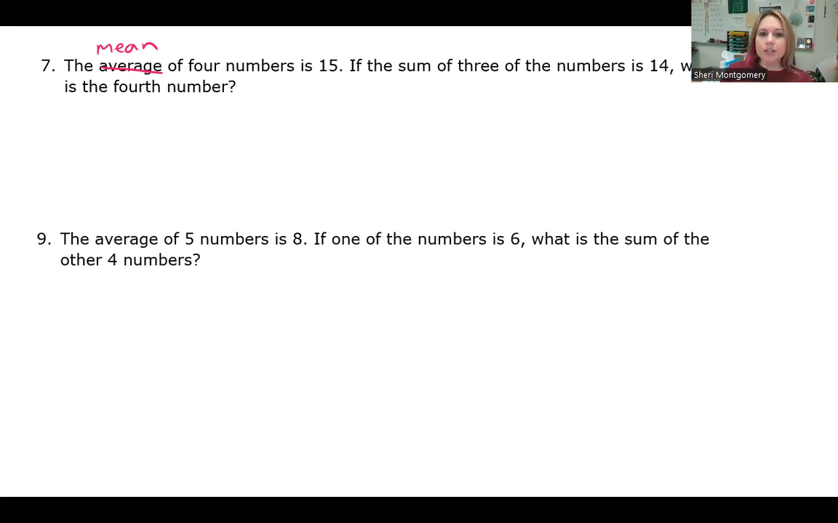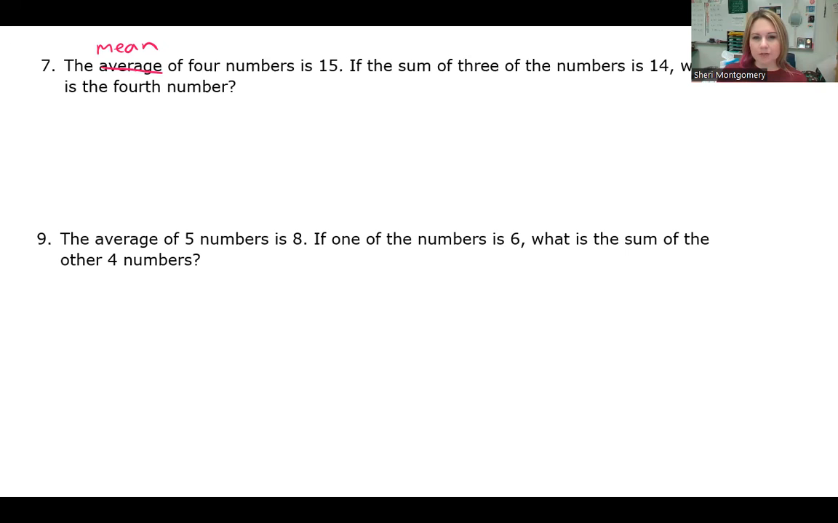The mean. So it says the average of 4 numbers. I passed back that paper so that you would have it handy. How do we find the average? First, add all the numbers, and then we divide by the total amount. So this says that the mean or the average of 4 numbers is 15. The sum of the first 3 numbers is 14. What is the 4th number?